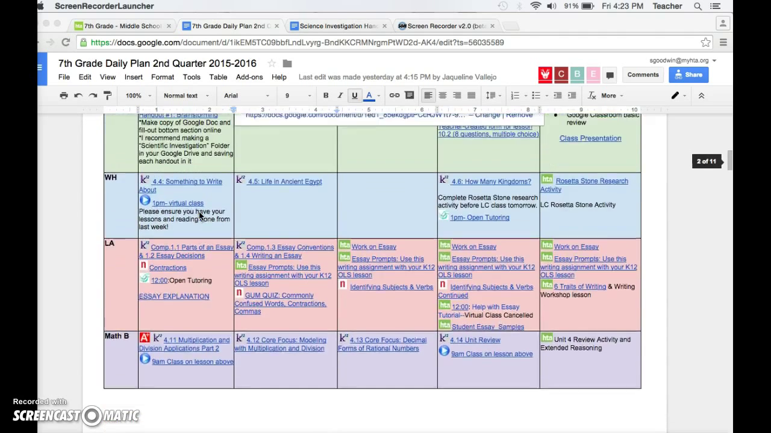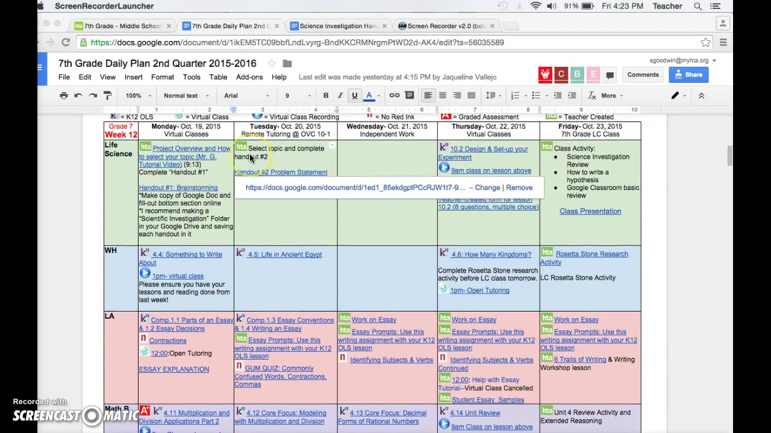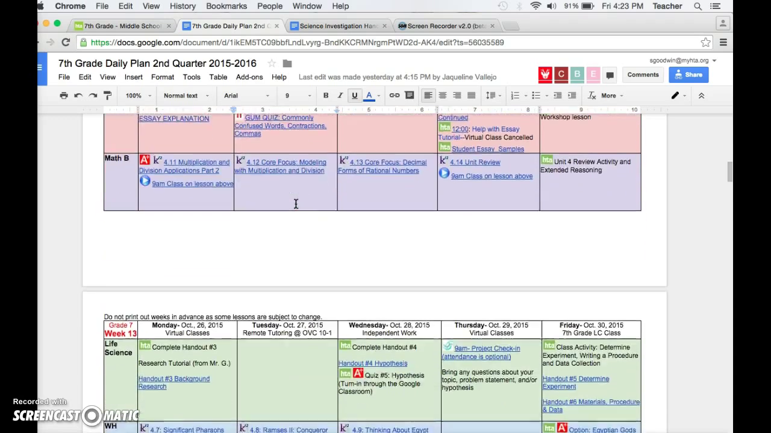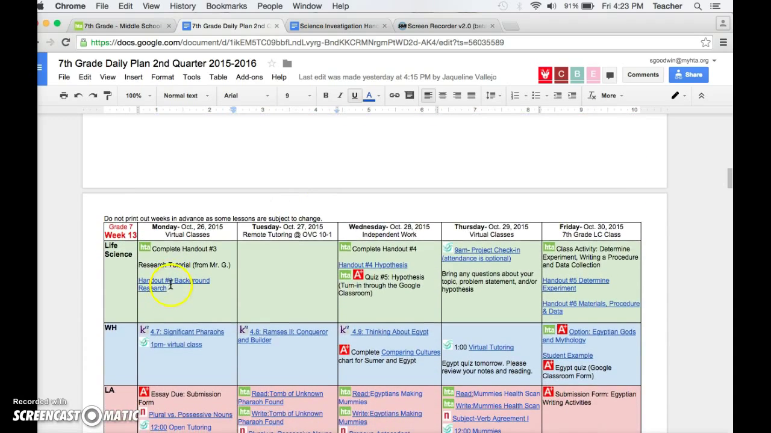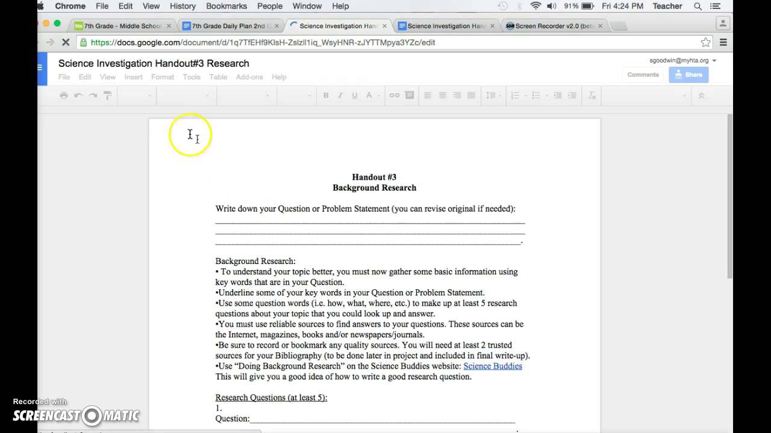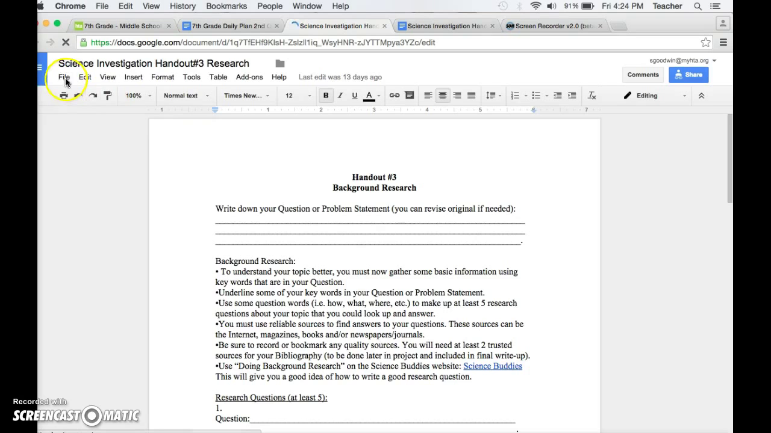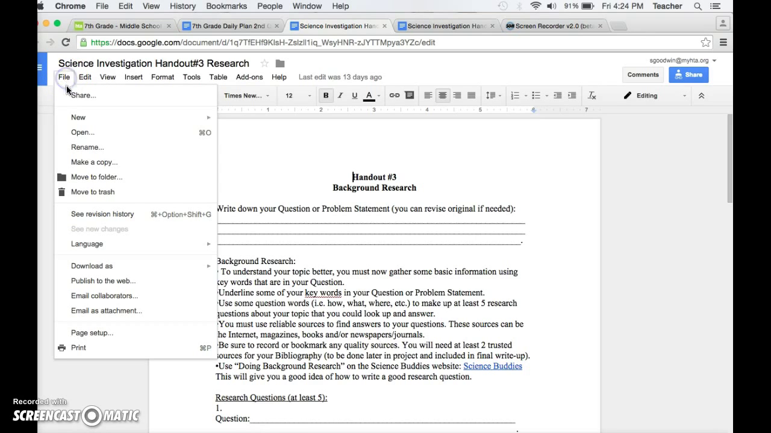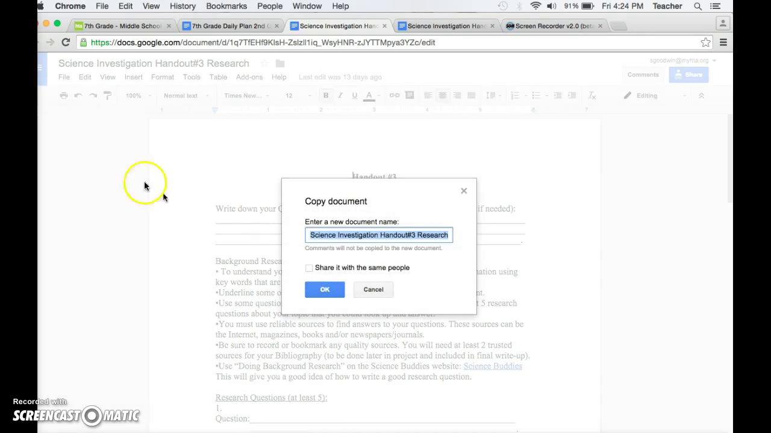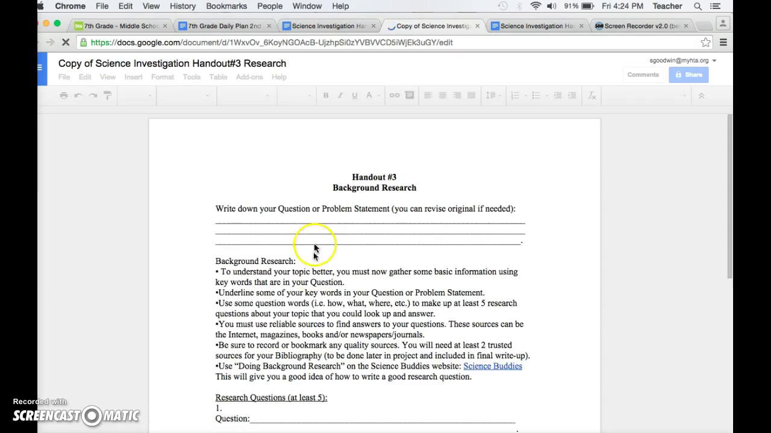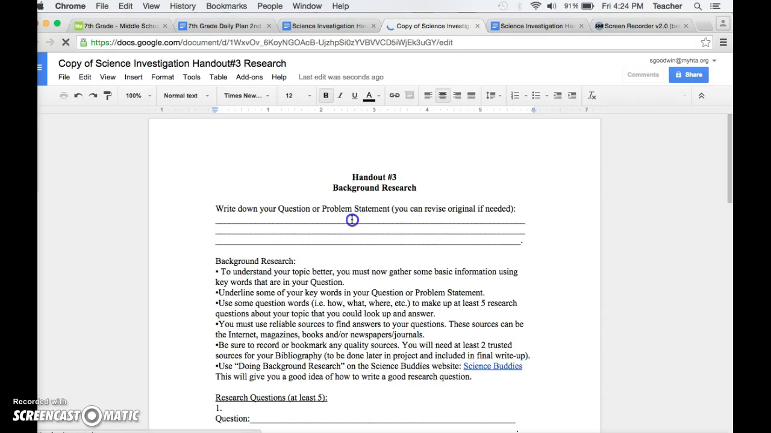At this point you should already have selected your topic. You did some brainstorming and you should have had your problem statement or your big question already. So we're pretty much moving on from there. This is handout number 3, background research. I'm going to go ahead and make a copy of this, and now I can go ahead and write on this.